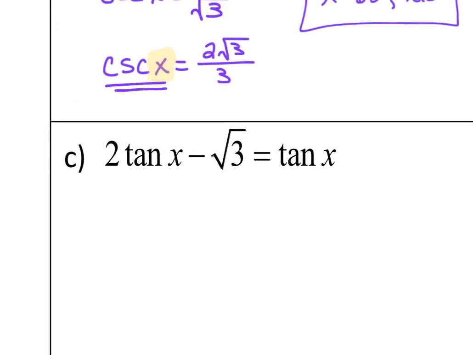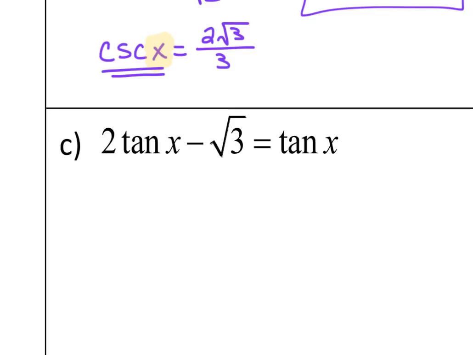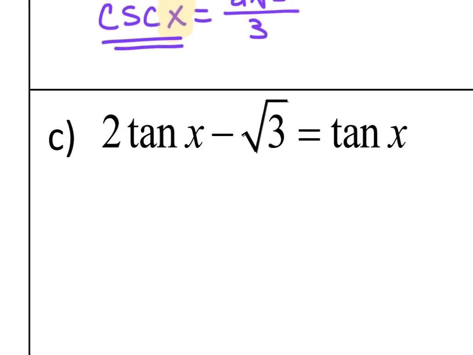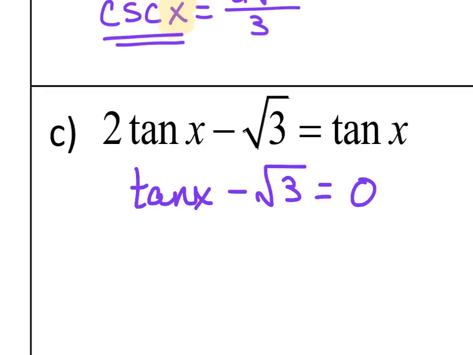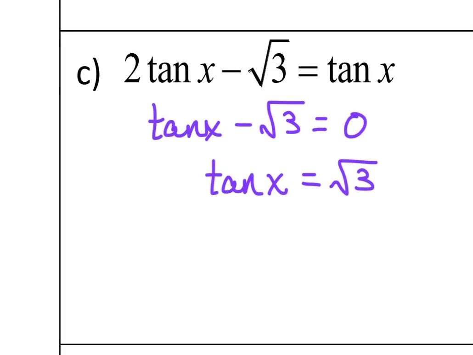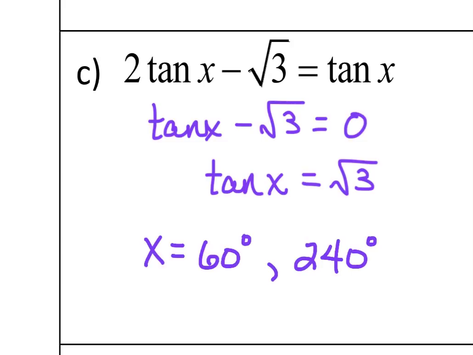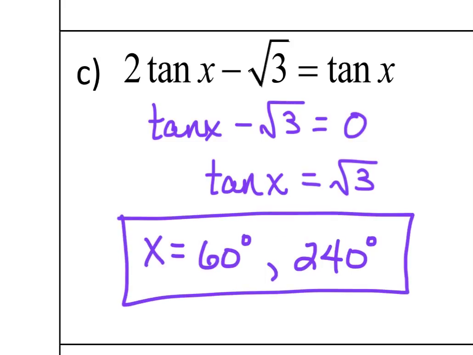Now in letter C, kind of like in letter B, I want to bring those tangents together, and so I'm going to start by subtracting one tangent from both sides. 2 tangent minus 1 tangent is going to be 1 tangent of x. Bring down the minus radical 3, and tangent minus tangent is 0 here. And when I add radical 3 to both sides, I get tan x equals positive radical 3. Tangent is positive in the first and third quadrants. Tangent of 60 degrees is radical 3, and so is tangent of 240 in the third quadrant, equal to positive radical 3.